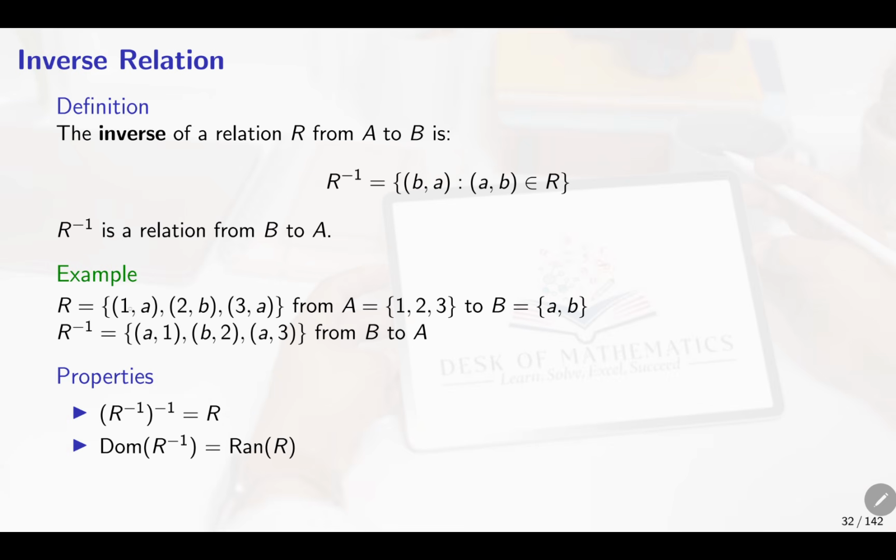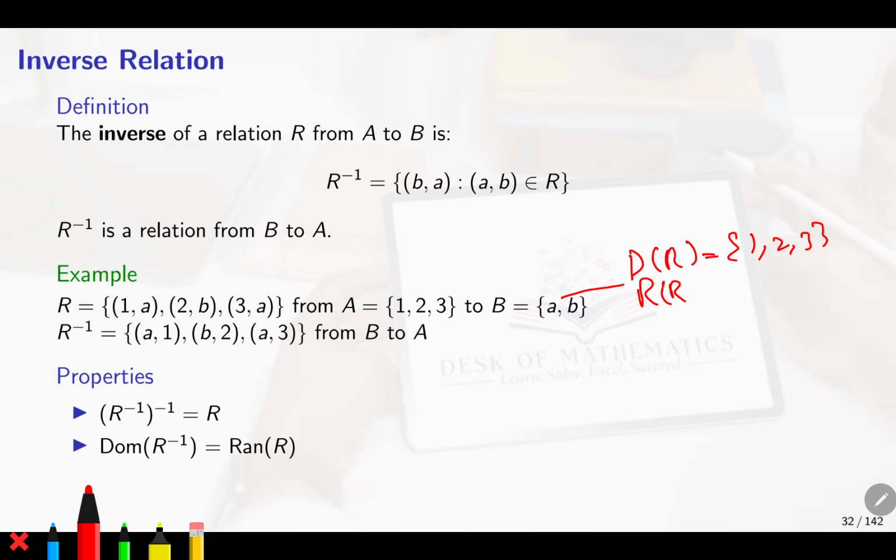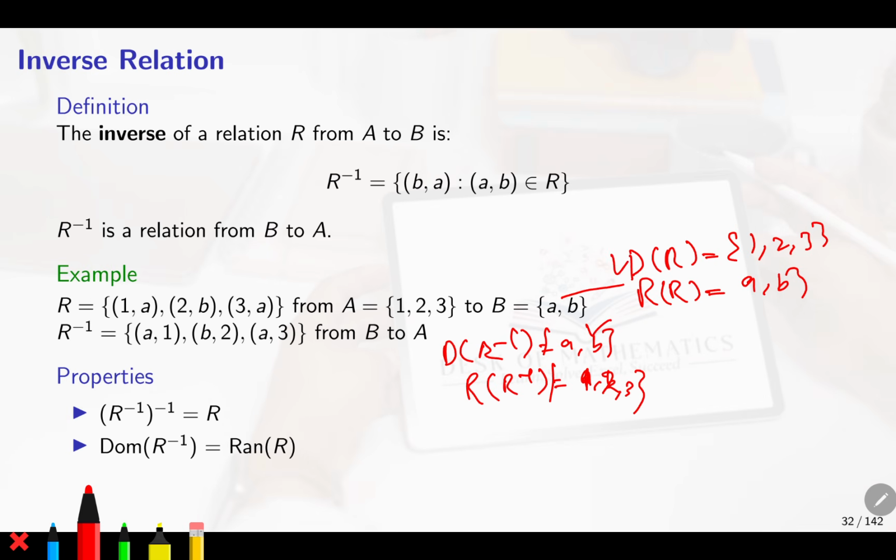If you check the domain of R, it is only 1, 2 and 3, and the range of R is a and b. Now check the domain of R inverse: that is a and b, and the range of R inverse is, sorry, 1, 2 and 3. So you can check that the domain of R is the range of its inverse, and the range of R is the domain of R inverse.